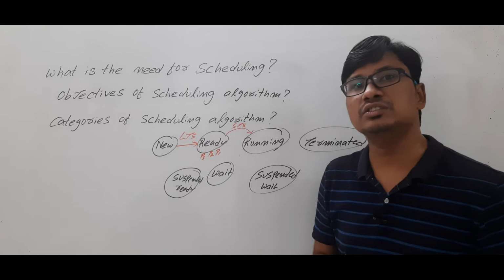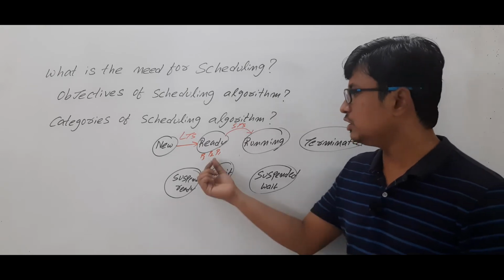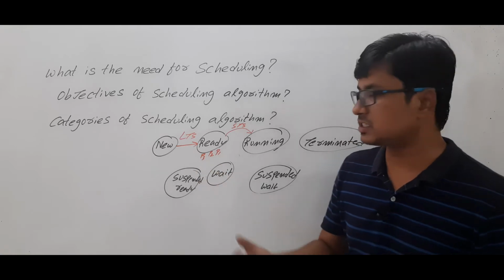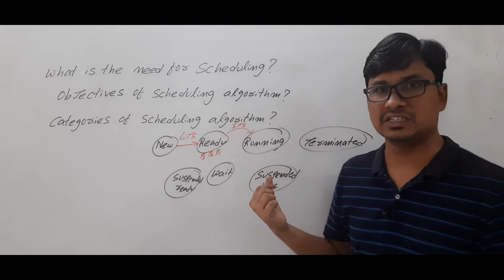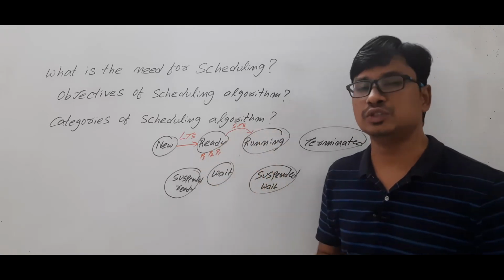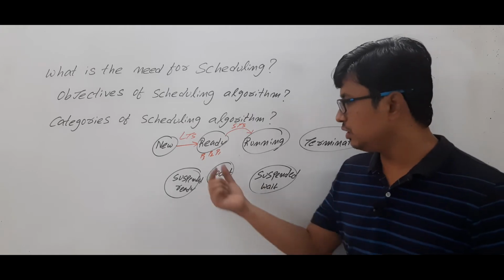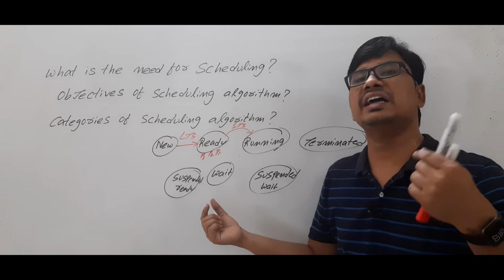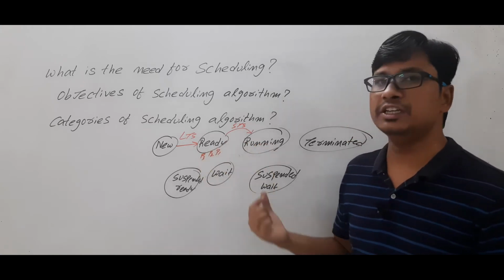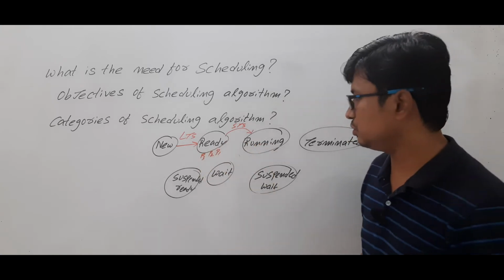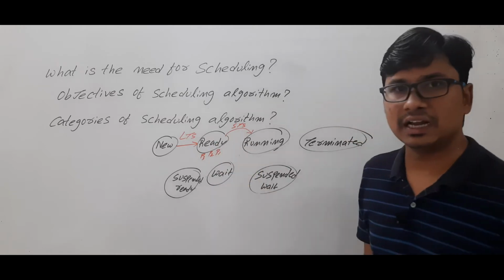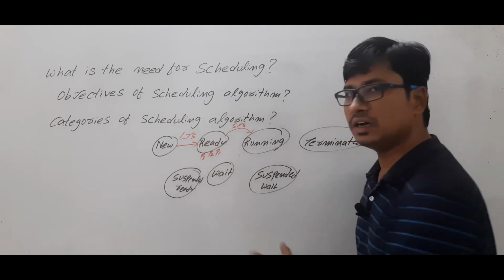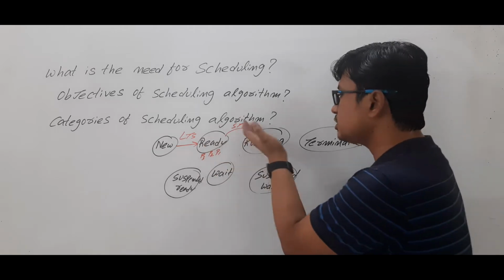If it is the shortest job first scheduling algorithm, then you will look at the burst time of all the processes. The process which has the least burst time will be dispatched. If it is the highest response ratio next scheduling algorithm, you will look at the response ratio of each process. The process which has the highest response ratio will be dispatched to the running state. So the purpose of a scheduling algorithm is to take one process from the ready state and dispatch it to the running state.